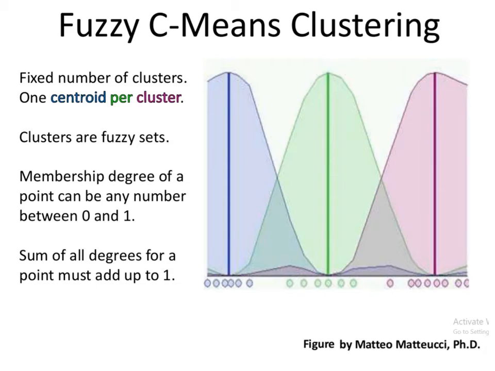A fixed number of clusters, one centroid per cluster. Clusters are fuzzy sets. The membership degree of a point can be any number between 0 and 1. The sum of all degrees for a point must add up to 1. This figure is going to explain about the centroid per cluster.